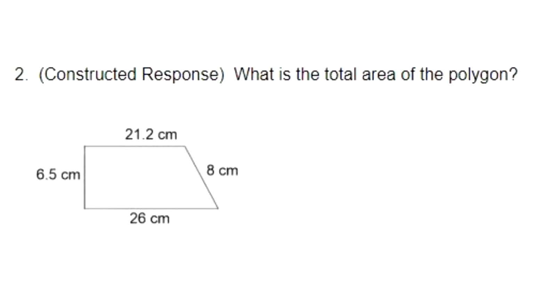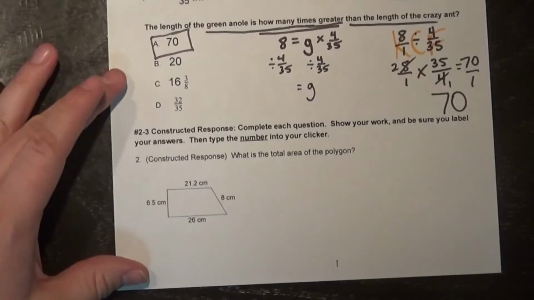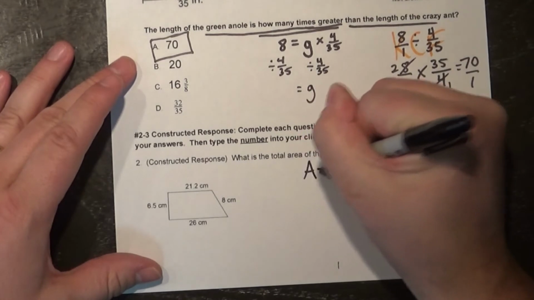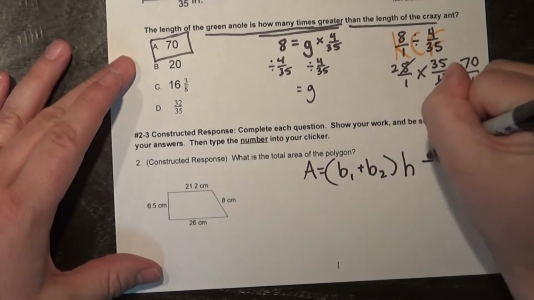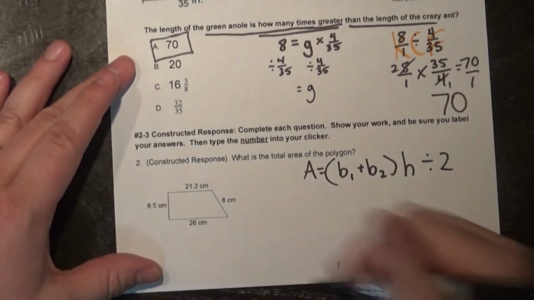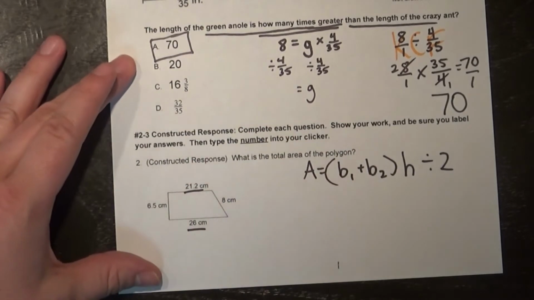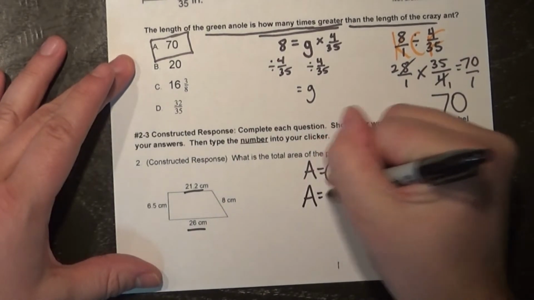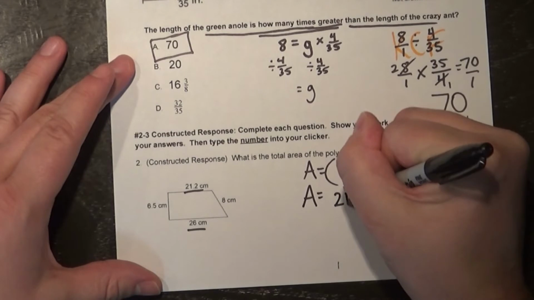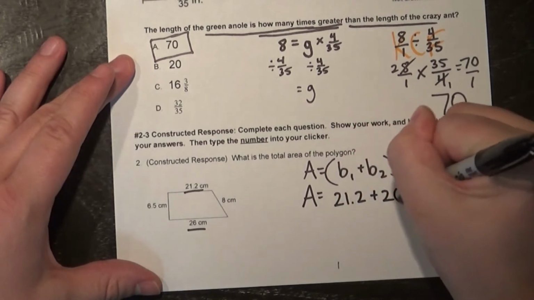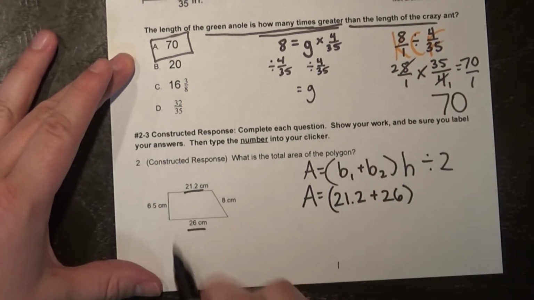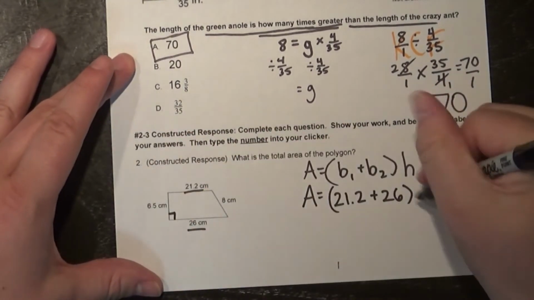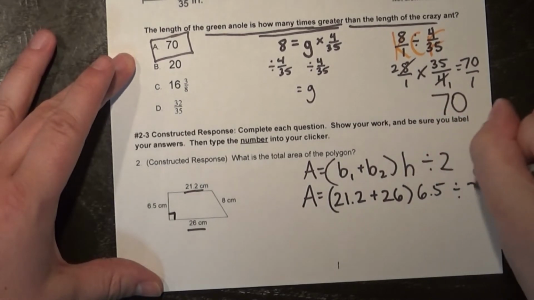Number 2 says, what is the total area of the polygon? And in this polygon, we have a trapezoid. So I can use the area formula for a trapezoid. Area equals B1 plus B2 times height divided by 2. When I do that, I need to know that my B1 and B2 are just my parallel lines. So I'm just going to substitute now the values. So I have 21.2 plus 26. By the way, if you mix those up, it doesn't really matter. Your height is going to be the one that has a 90-degree angle. That's 6.5. And then we'll divide by 2.